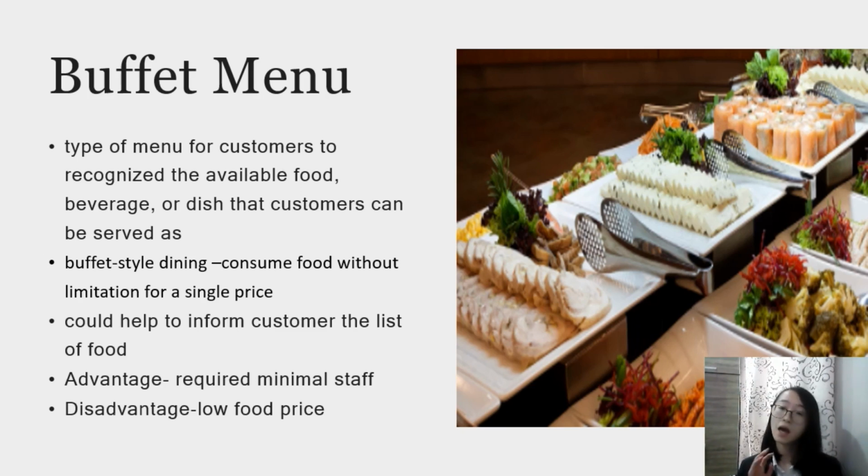The advantage of the buffet is that the restaurant could minimize staff, which requires a low workforce, as well as increase the profit margin. However, the disadvantage is the low food price compared to traditional sit-down dining, which will reduce the revenue.